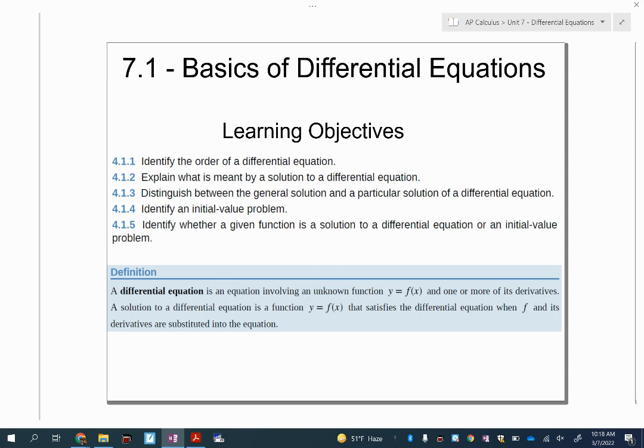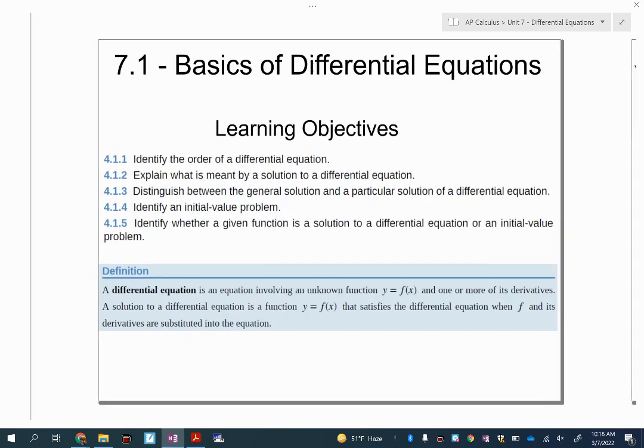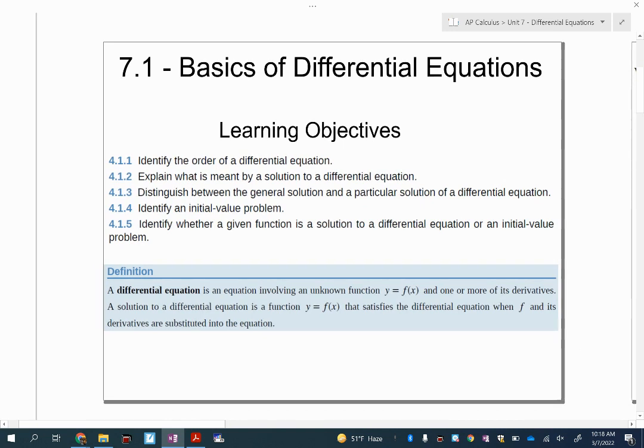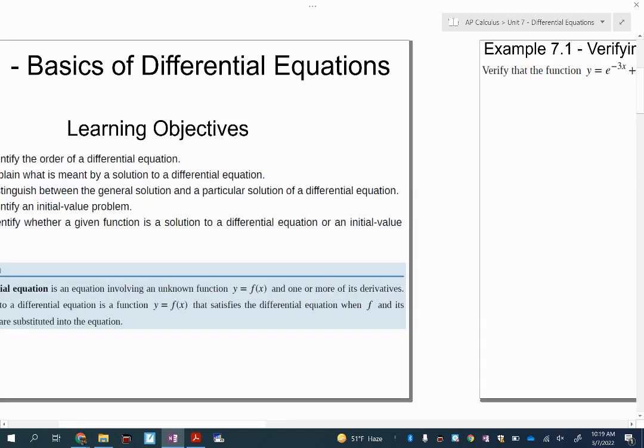But the key thing that you need to take away about differential equations is that it is an equation that involves some unknown function, y equal to f of x, and it will also include one or more of its derivatives. That's the key thing I want you to take away here: how to determine if it is a differential equation or not. You're looking: does it include the function y as well as one or more of its derivatives?